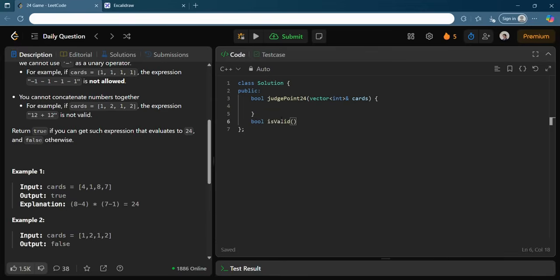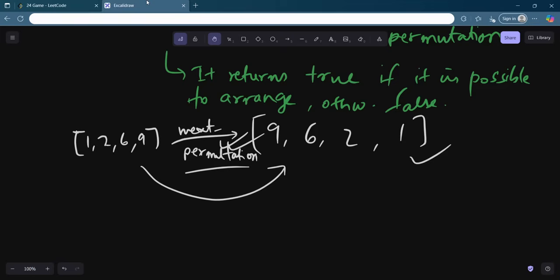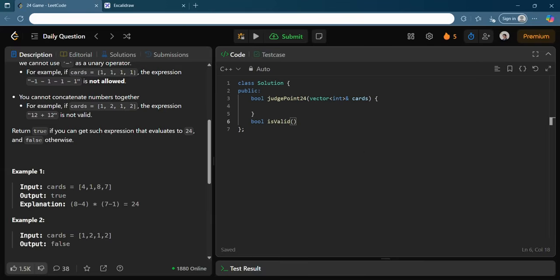Okay, so it will just take the number. I will perform the permutation part later. I will just write the algorithm which I told you at first. So it will just take a particular permutation of cards, and it just tells you whether you can form 24 with it or not.